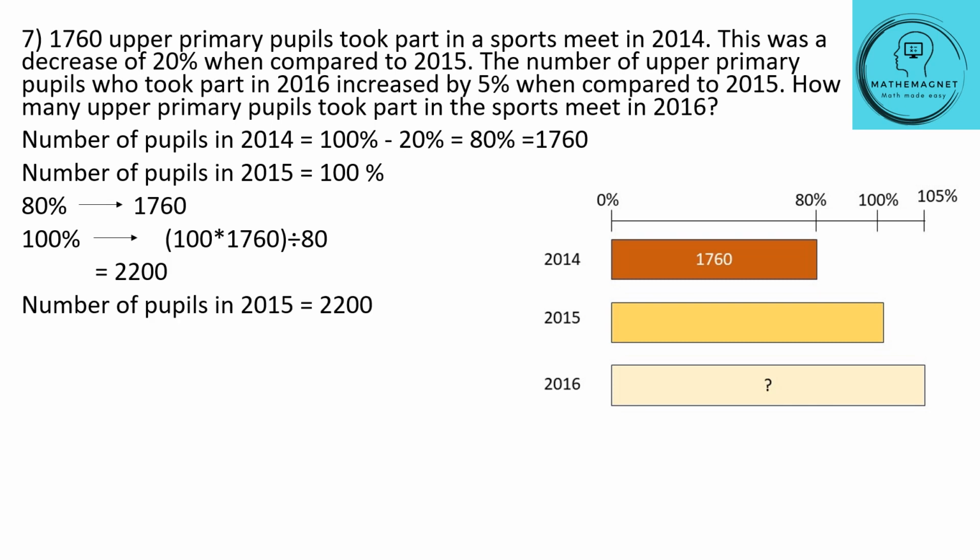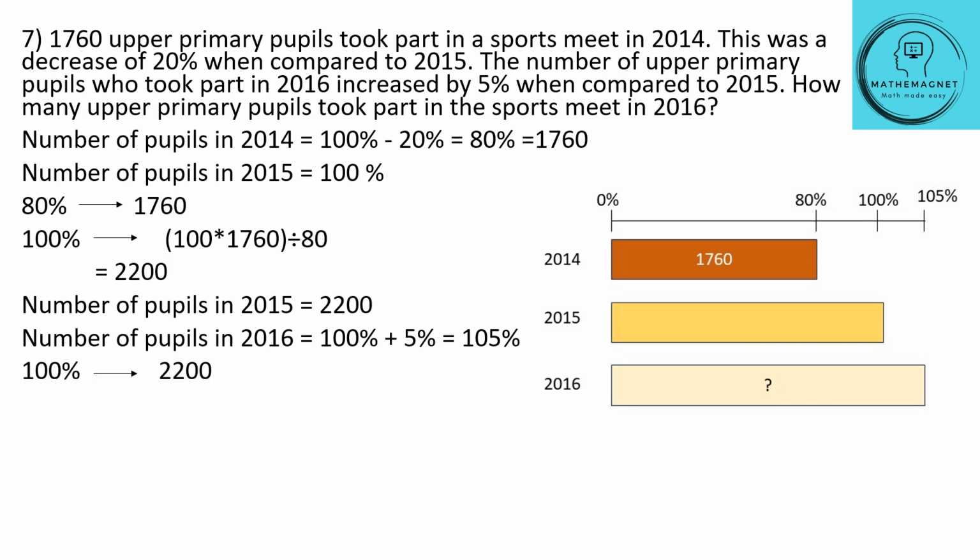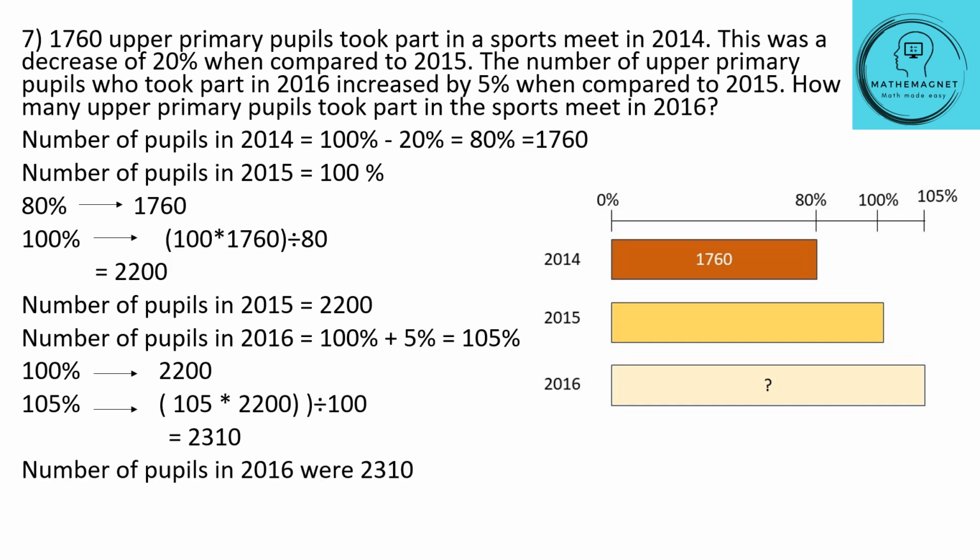Now the question was to find how many people participated in 2016. So to find that, now we know the number of people who participated in 2015 was 2200, and there is a 5% increase to that. So it becomes 100 plus 5% is 105%. So we know 100% is 2200. 105% is equal to 105 into 2200 divided by 100, which is equal to 2310. So basically 2310 pupils participated in 2016.